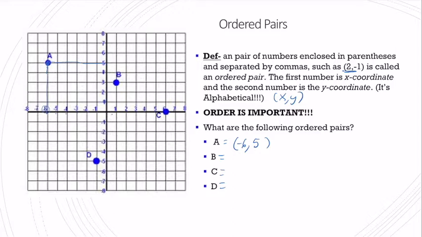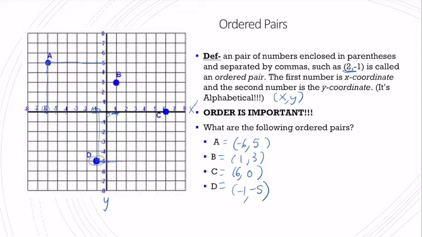For B, I have x is a positive 1 and y is 3. This is my x, this is my y. C is right on my x-axis. Because it's on my x-axis, it has a y value of 0. So my x value is 6 and my y value is 0. For D, I have an x value of negative 1 and a y value of negative 5. If you take your fingers and see where those two intersect, that's the point (negative 1, negative 5). So those are some ordered pairs.